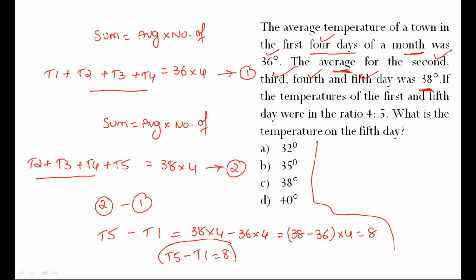Once you got T5, fifth day minus first day temperature is 8. In exam, they will give first day temperature, you have to find fifth day. Or they will give fifth day temperature, you have to find first day temperature. One among that they'll give, we have to find the other one.